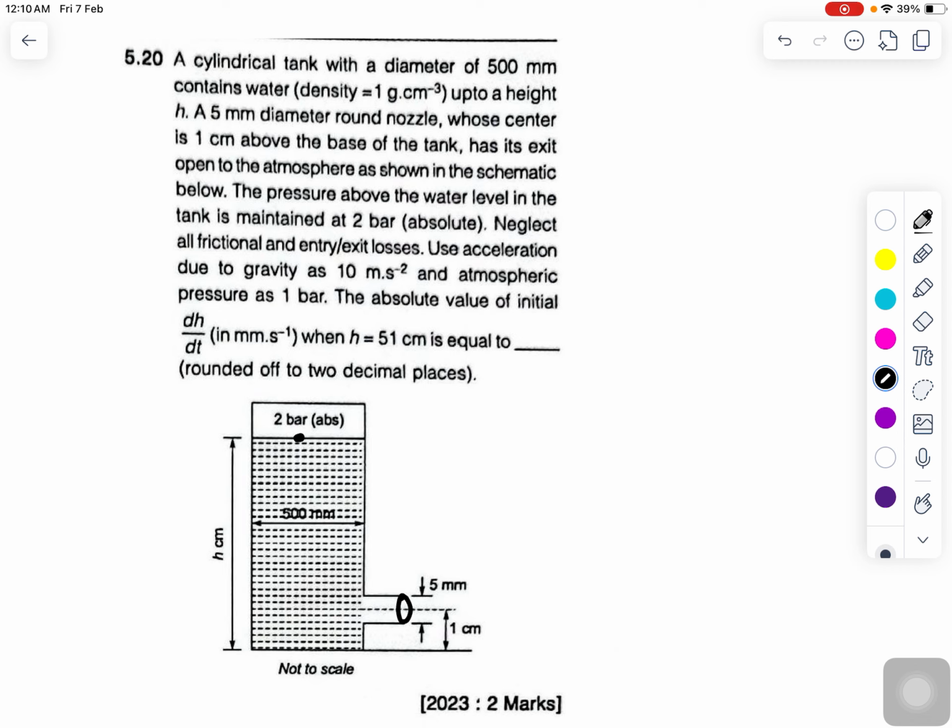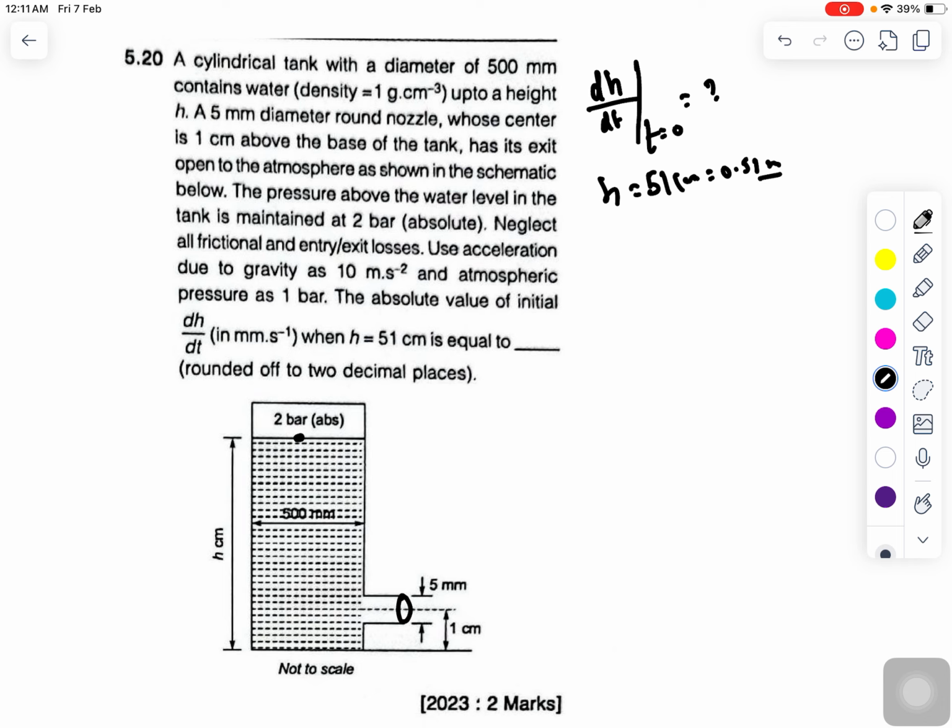This one, the absolute value of initial dh by dt. So you are supposed to calculate dh by dt at t equals 0, if the total height of the tank is given to you as 51 centimeters, which is 0.51 meter. Okay, in order to calculate these things we have to calculate first, yeah, at t equals 0 the total height will be h.